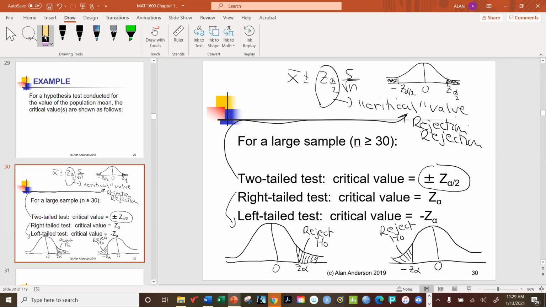Oops, what did I do? Rejection region, right. Okay, these two tails. All right, down here with the right tail case, the rejection region is the right tail. With the left tail case, the rejection region is the left tail. Now those names start to make sense, don't they? The two-tail, right tail, and left tail tests specifically refer to where the rejection region is located.